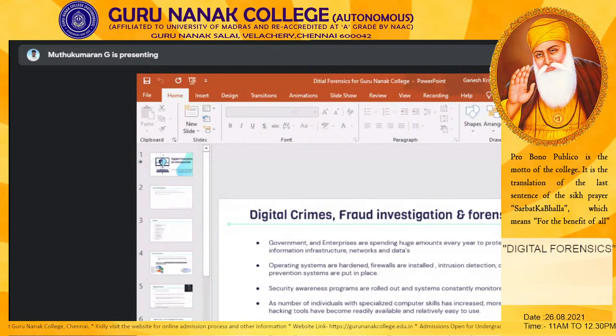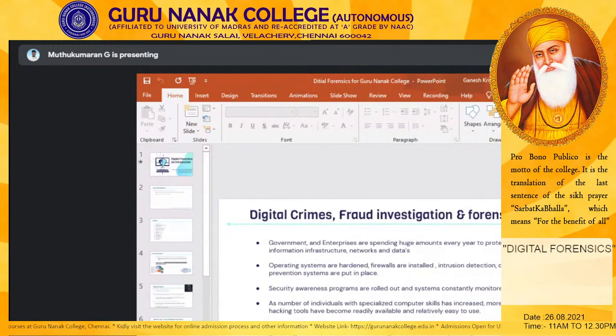The governments and enterprises, especially in the Western countries and also in India, are spending huge amounts, millions of dollars every year, to protect their infrastructure, especially their digital infrastructure and networks. They are building redundancies, firewalls, intrusion detection systems, leak prevention systems. Everything is being put in place. Even a lot of awareness programs are rolled out.